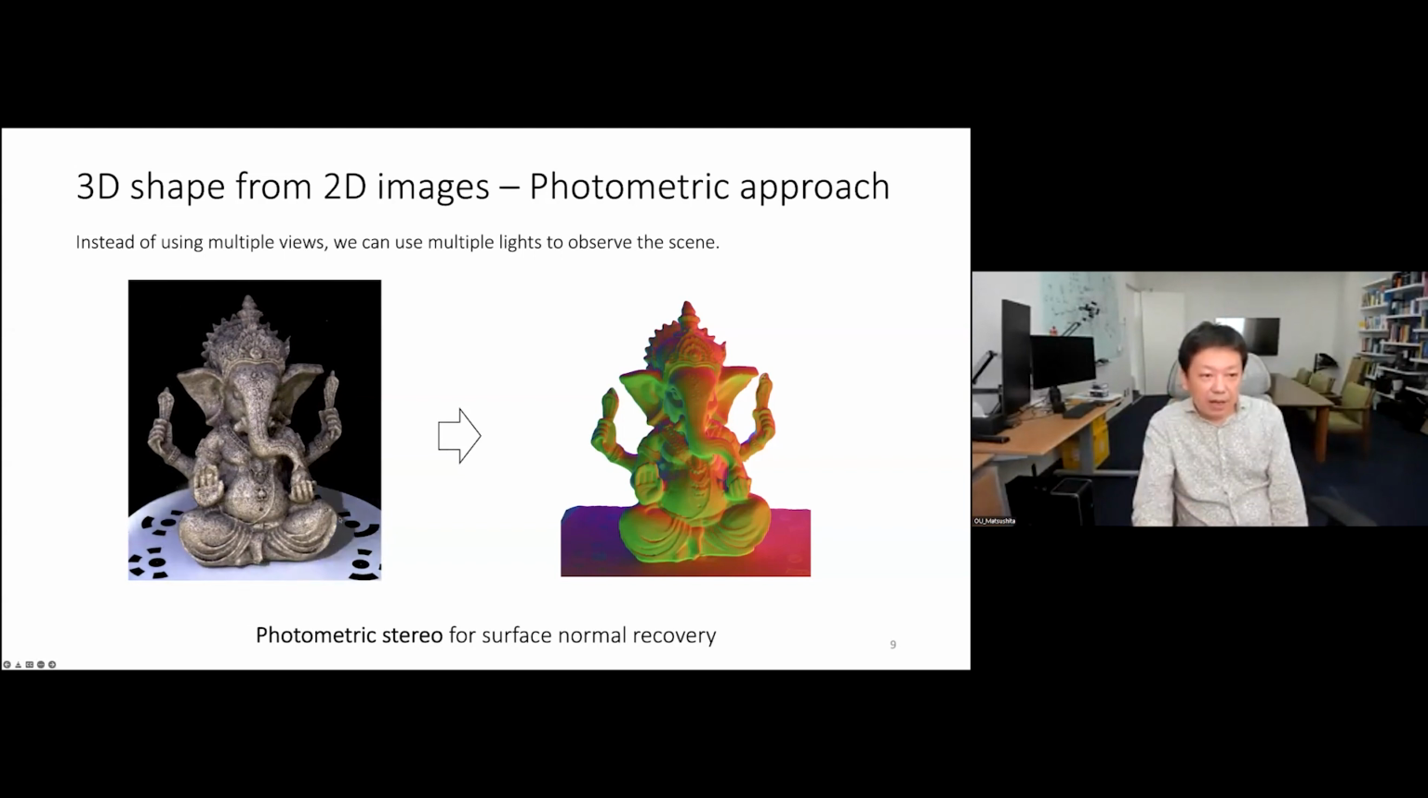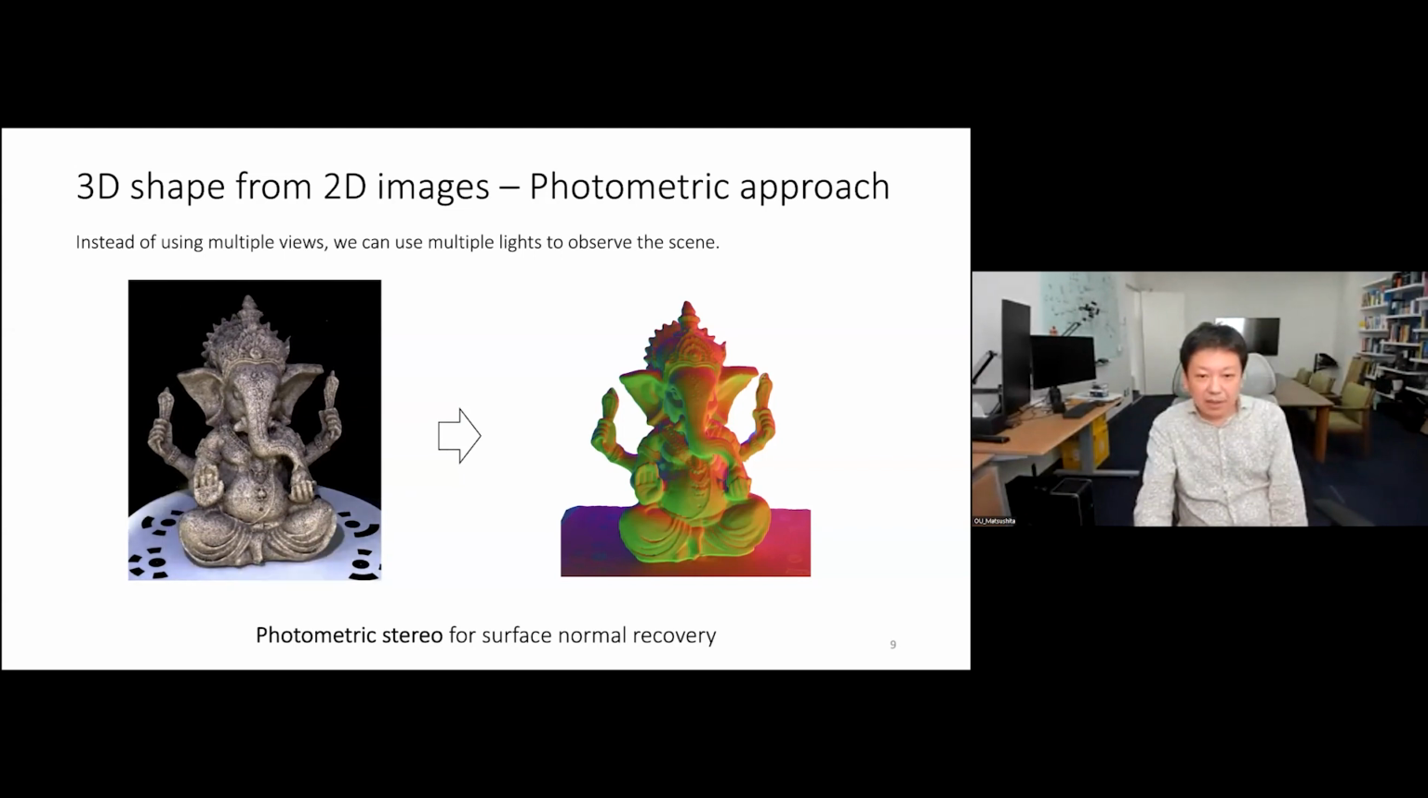I believe you can see, lighting is varying on the left-hand side image. And from such images, we can compute the 3D shape like this in the form of surface normal. The surface normal is a 3D vector representing the surface orientation at each point. And in this visualization, surface normal vectors are color-coded in RGB channels.